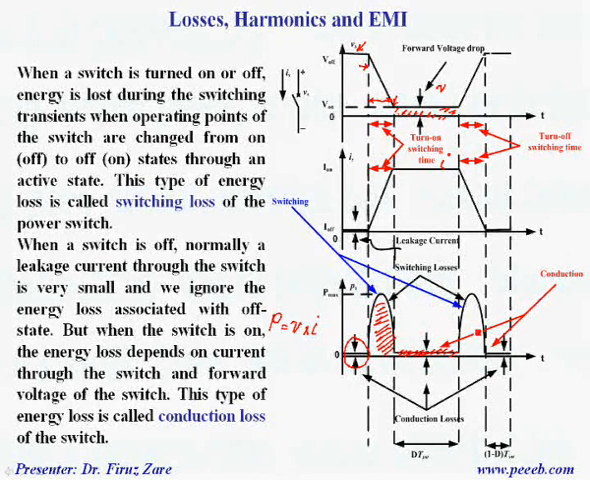The same scenario happens when the switch is getting off. That means over this cycle the voltage across the switch is increasing and the current through the switch is decreasing. So this is the switching loss when the switch is getting off. Finally, these are the total switching losses, and this is the conduction loss, and we can define the total loss, which consists of switching loss and conduction loss.